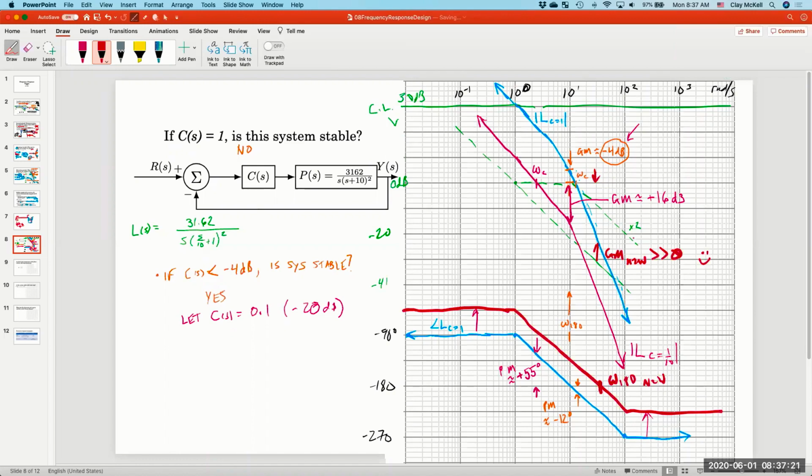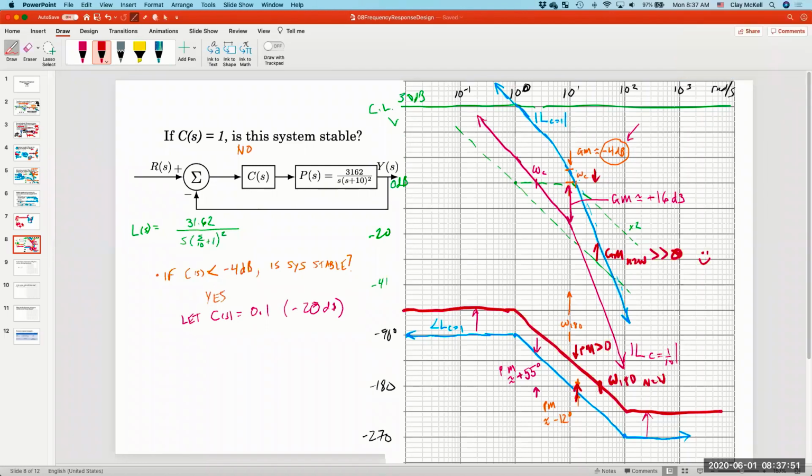And what else has happened? Well, the omega crossover frequency hasn't changed. So I'm still looking here at orange. But now, if I look at that frequency, I get a healthy phase margin as well. Okay, so moving the phase plot up is just as good as moving the magnitude plot down in terms of stability margins. Now, how in the heck are we going to move the phase plot up?